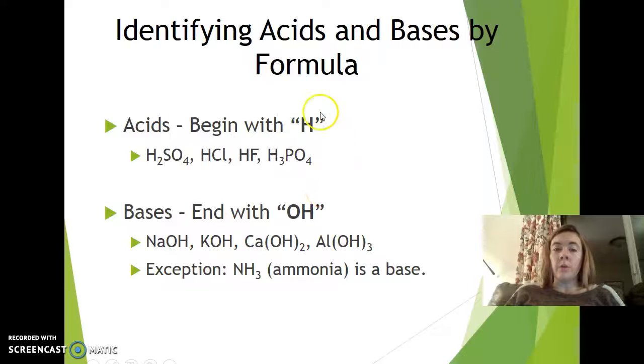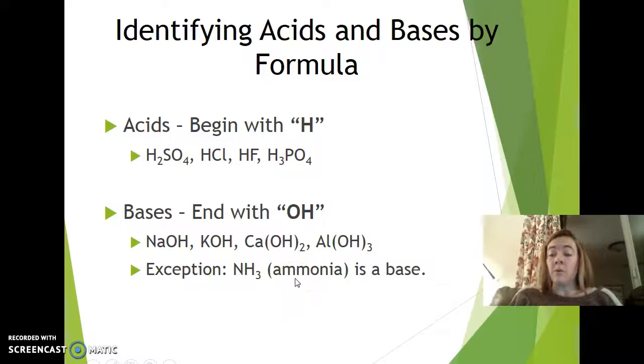This is where you're going to form your water. When it talks about forming a salt and a water, this H plus this OH gives you H2O to form a water. The exception to the OH at the end is ammonia, which is also a base. It's just a very common household base. So you will have to recognize that this is a base and that it's called ammonia.